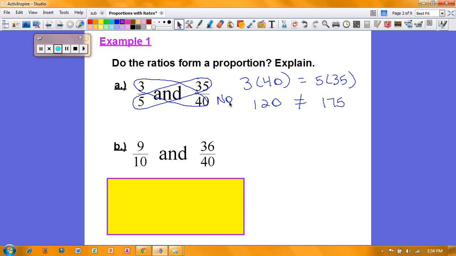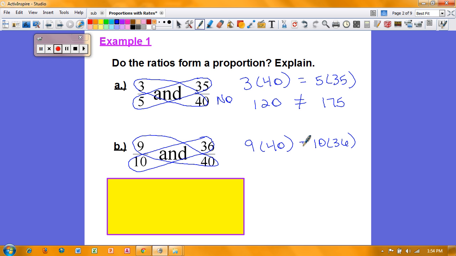But what about 9 over 10 and 36 over 40? Again, we want to cross multiply. So we would have 9 times 40. We want to cross multiply here. That's 10 times 36. We want to see if those are equal to each other. 9 times 40 is 360. 10 times 36 is also 360. Those are equal to each other. So yes, these two ratios do form a proportion.